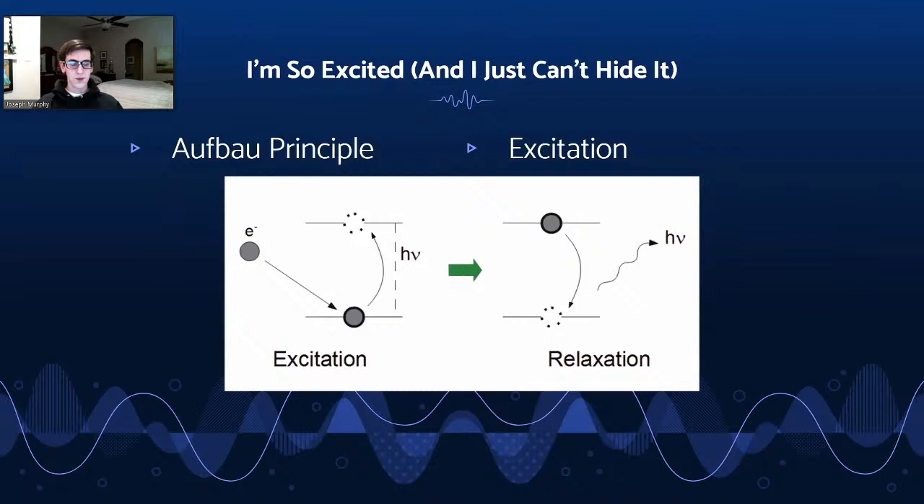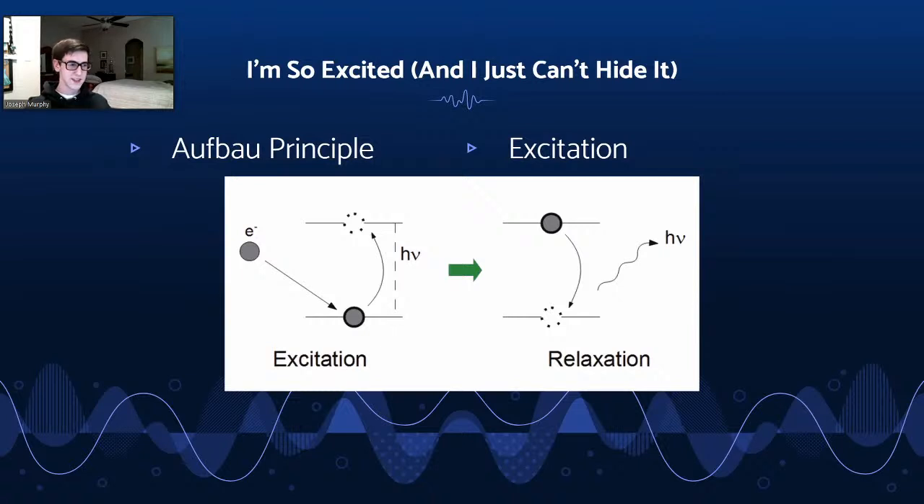So the pinnacle of science, in my opinion, is considering what happens when we take one thing and throw it at another thing. So what happens if we get a photon and throw it at an electron just to see what happens? Well, we know that photons have energy, and we know that electrons are arranged in energy levels.